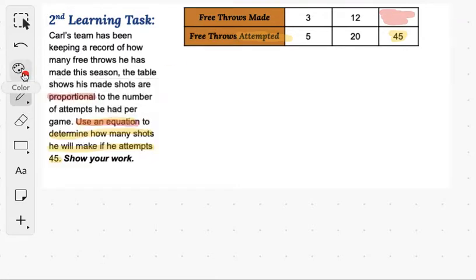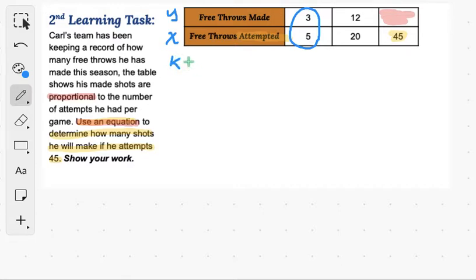So in light of that, what we need to do is come up with an equation using the constant of proportionality. As we look at this table, there is no way that I can make any free throws if I don't attempt any of them. So the attempted is definitely the independent variable, versus the made shots, which depend on whether or not you make any attempts. So in this case, the made free throws is y, and the attempted free throws is x.